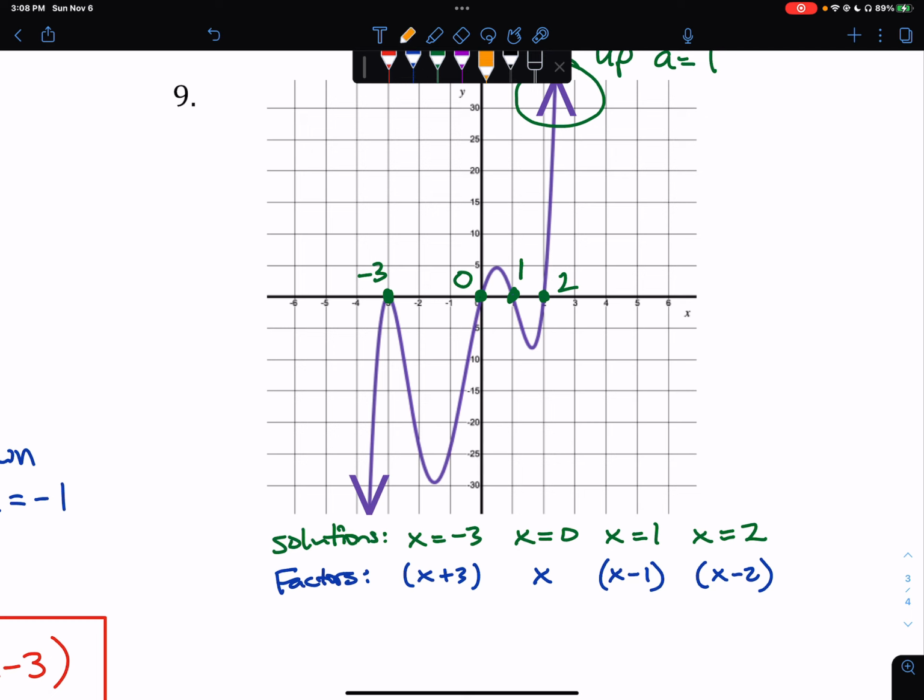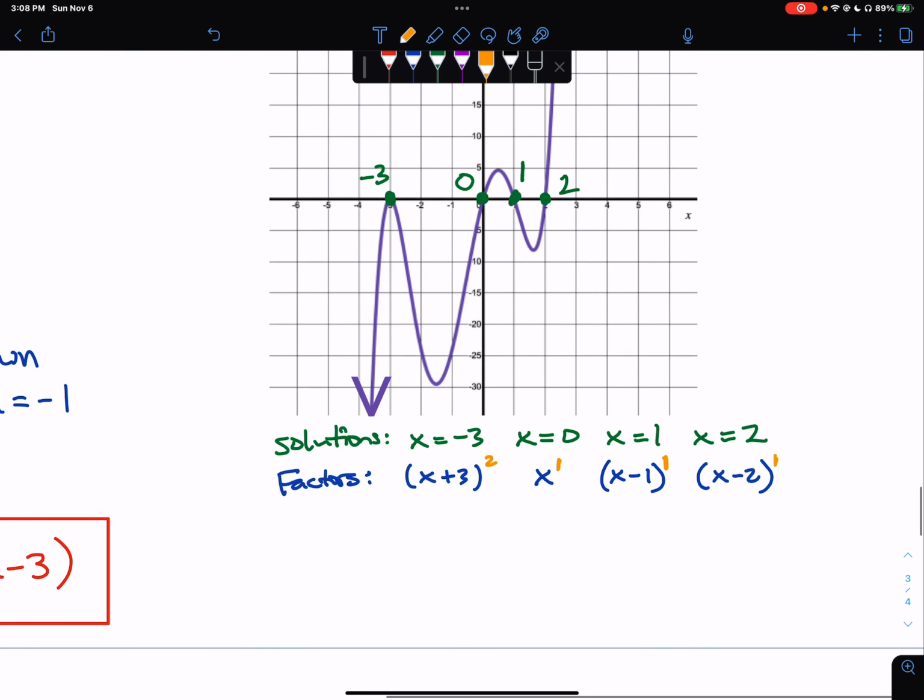Go back and look for crossing and bouncing. So we'll see at -3 there's a bounce. So that's an even, so a squared. At 0, it crosses, right? It goes from down here below to up above, so it does cross. So we're going to leave that as just a 1. At 1, it crosses again, so we'll leave that as a 1. And at 2, it also crosses. So that's a 1.